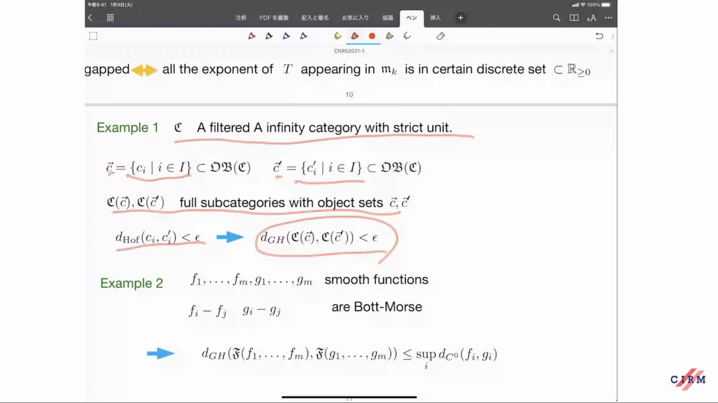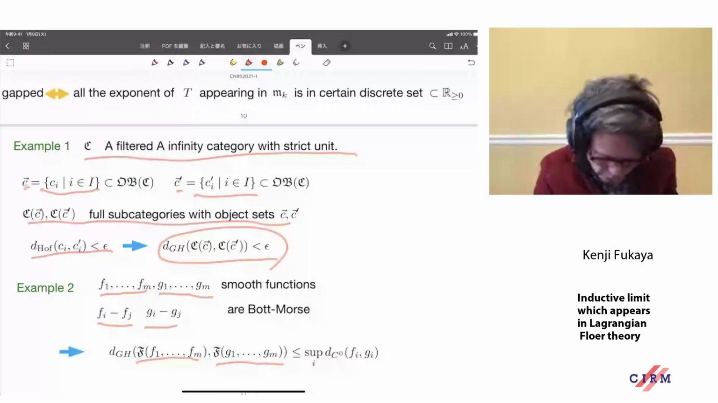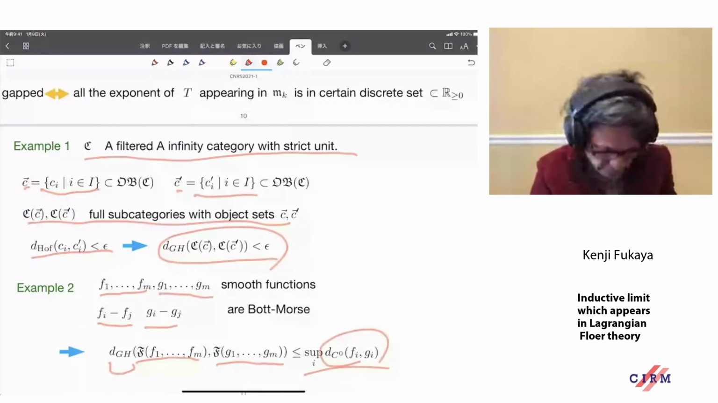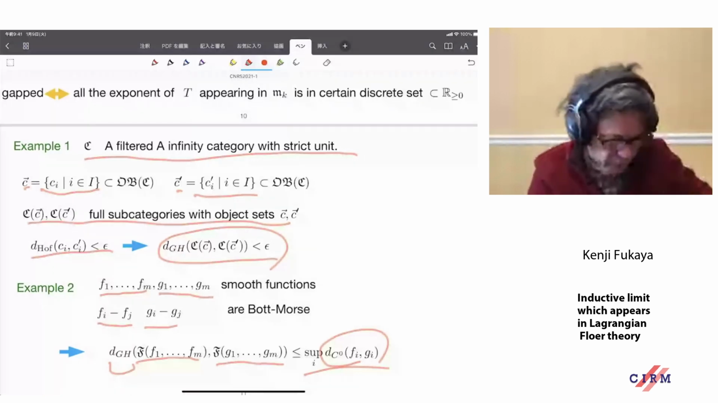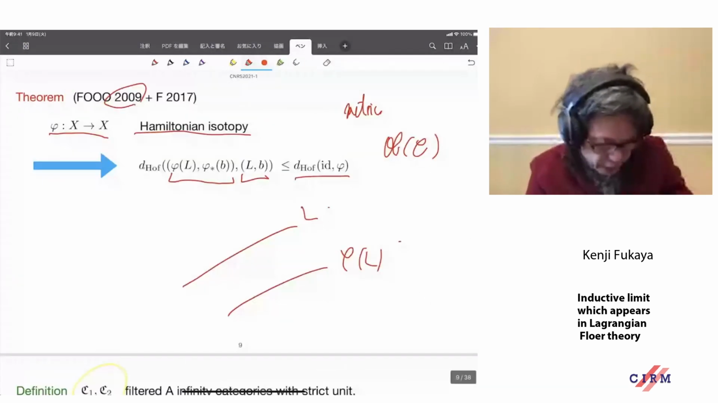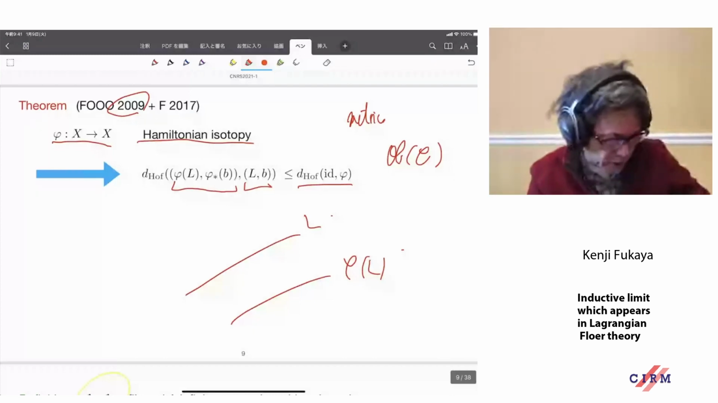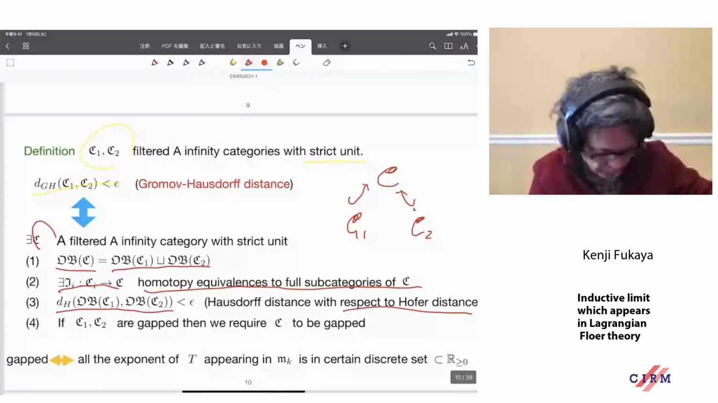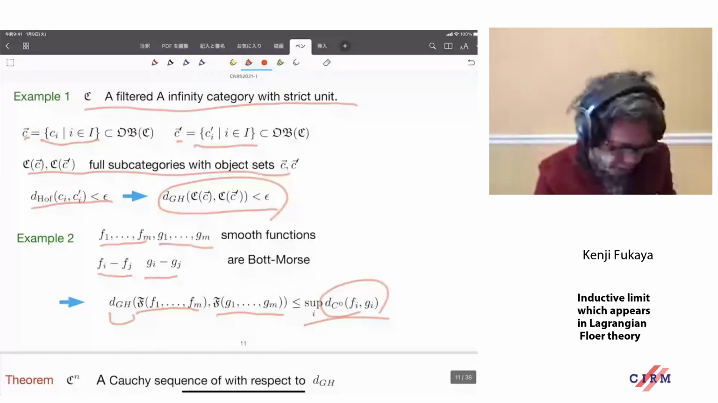And the second example seems to be more related. So we have these two m smooth functions, and so that their difference is bounded. Then we consider this Morse homotopy filtered infinity category by this F1 to Fm and G1 to Gm. And then this Gromov-Hausdorff distance I just introduced is smaller than the supremum of the C0 norm of Fi minus Gi. I just explained this Lagrangian version of this statement, and then there is a Morse theory version of this theorem, and that implies this estimate. So now this is the second example.